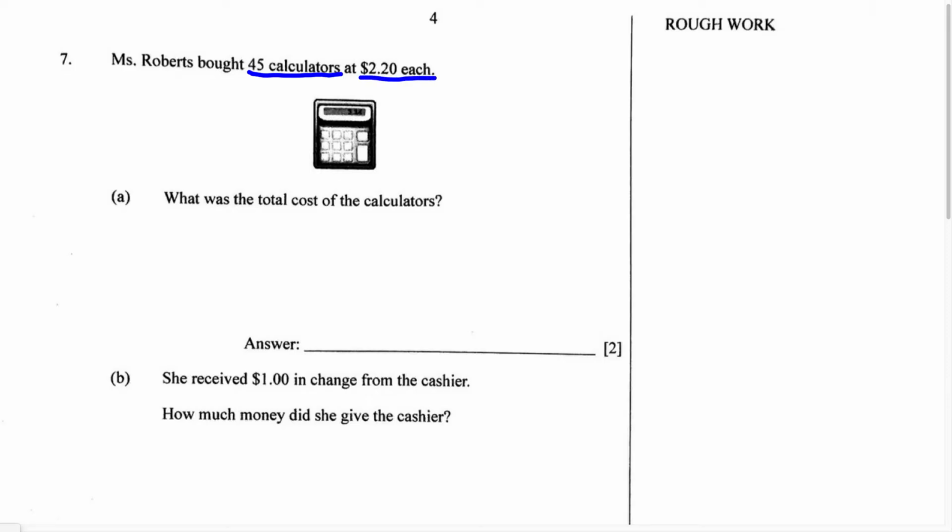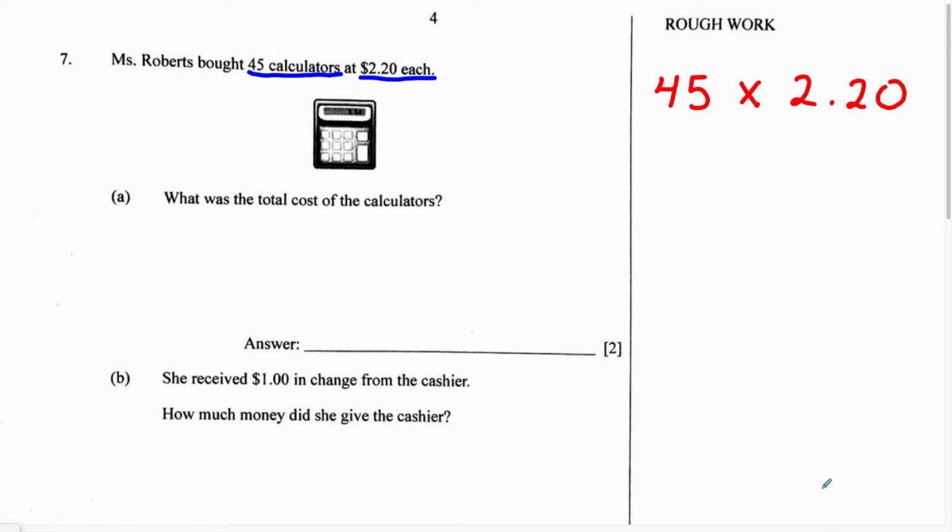Now part A says, what was the total cost of the calculators? To find the total cost of the calculators, we're going to multiply the total number of calculators she bought by the price of one calculator. So let's do this. So we can set this problem up. Therefore, we know we're going to say 45, which is the total amount of calculators, multiplied by the price of one calculator, which is $2.20. I won't write the money sign just yet.